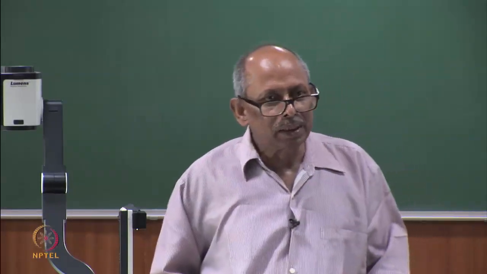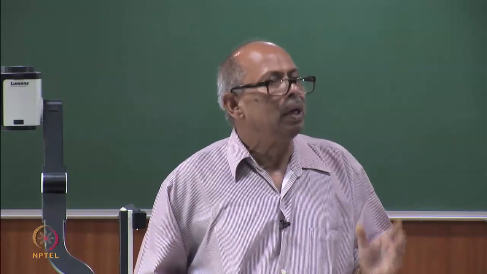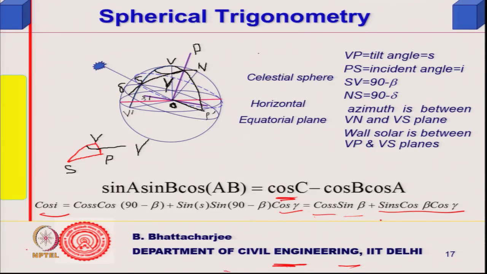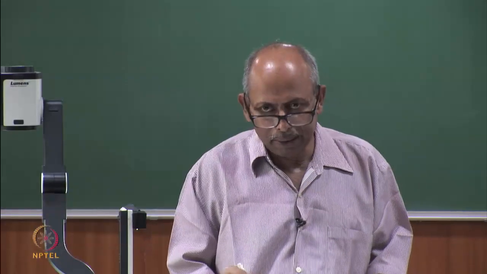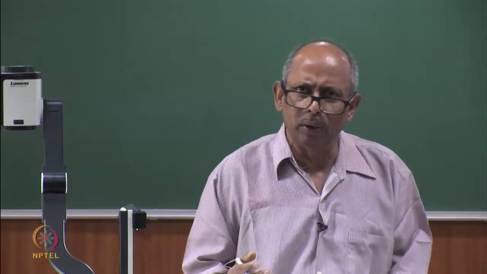For a vertical surface, S is equal to 90 degrees. So, since S is 90 degrees, this vanishes, and this remains. This is nothing but cos of incident angle is equal to cos of altitude angle and cos of wall solar azimuth. So, for horizontal surface and vertical surface, the equation simplifies. This is how you calculate all these three angles.